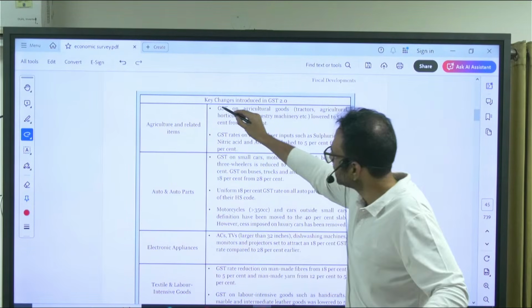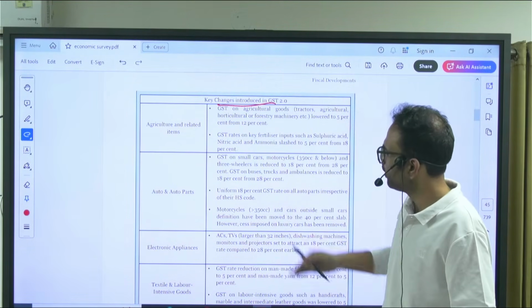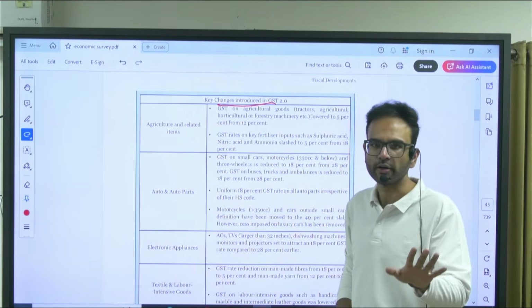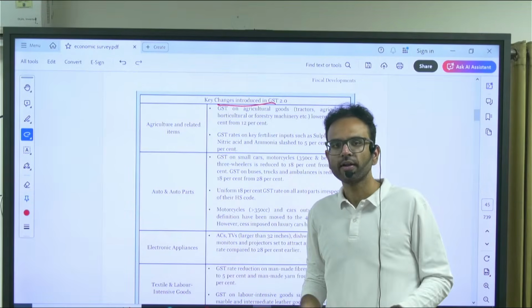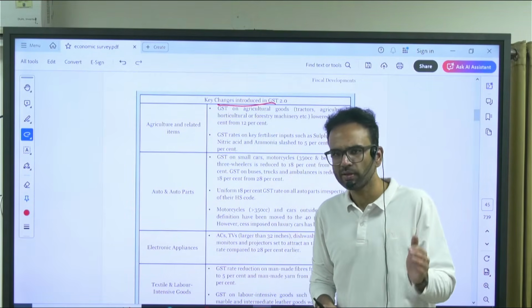Now, the changes introduced in GST for respective items are not important. You don't have to mug up individual data. This is not meant for a clerical exam. So ignore.